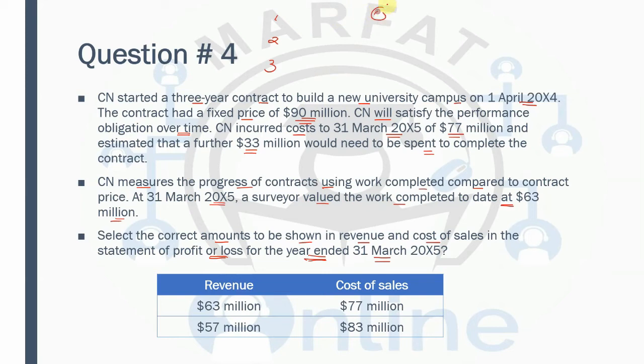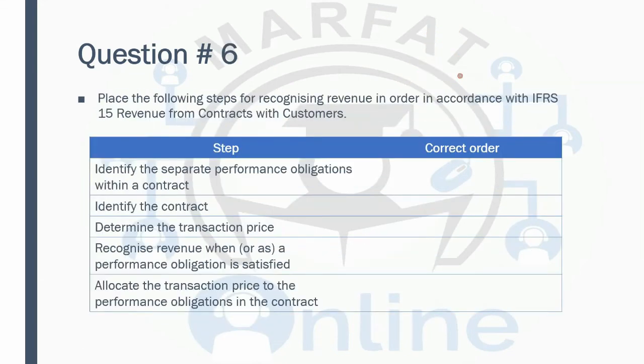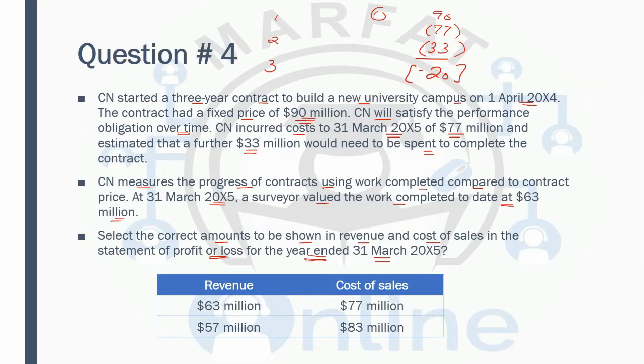Step number 1. Contract price is 90. Cost to date, CN incurred cost to 31st March is 77, and further cost will be 33. So 90 minus 77 minus 33. Okay, it is making a loss of 20 million. Now we know the loss should be immediately recognized.